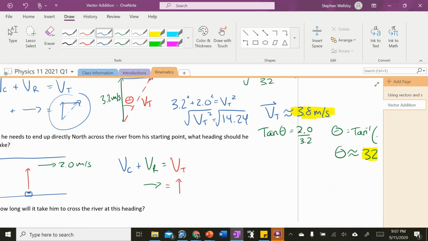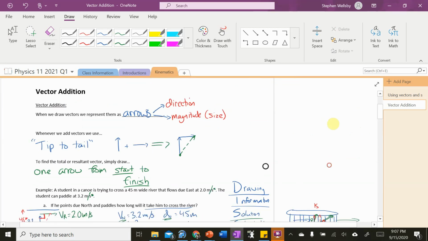Okay, so hopefully you have realized that in order to get across the river going straight across, you are going to need to aim your canoe a little bit to the left. So it's going to look something like this. We have the canoe velocity plus the river's velocity is going to equal this velocity that goes straight across. So if I try and draw this out, this is what it's going to look like, and this is why your numbers may not have worked out the first try.